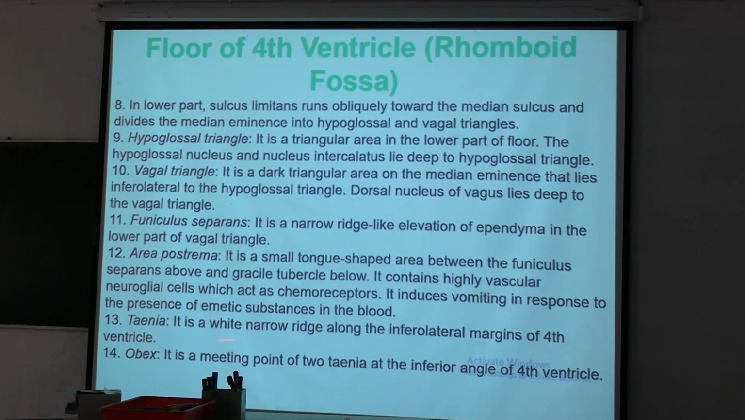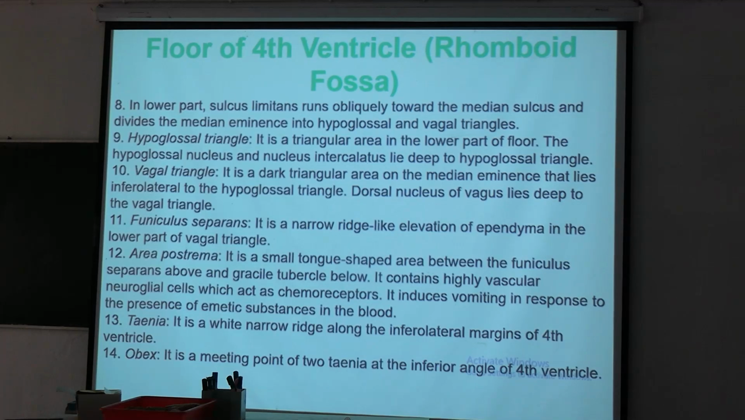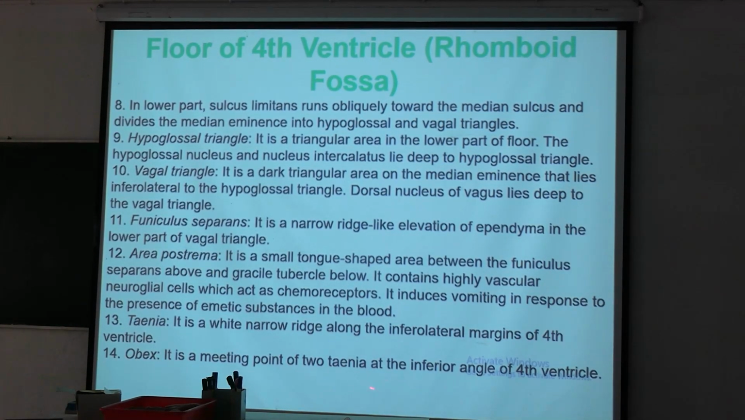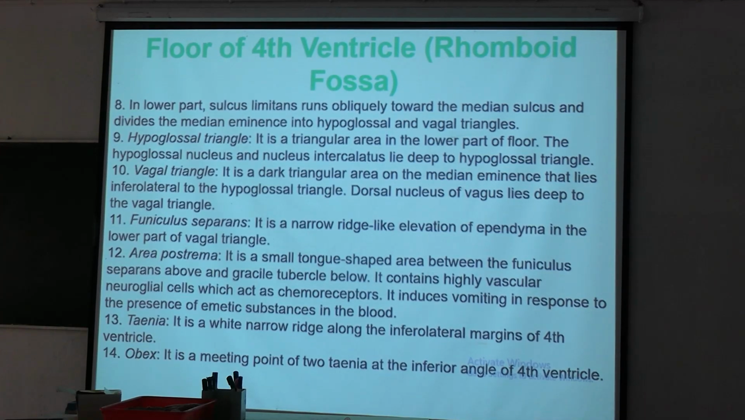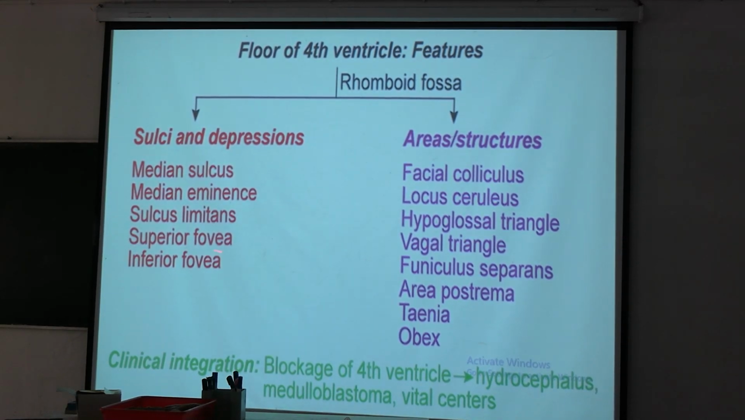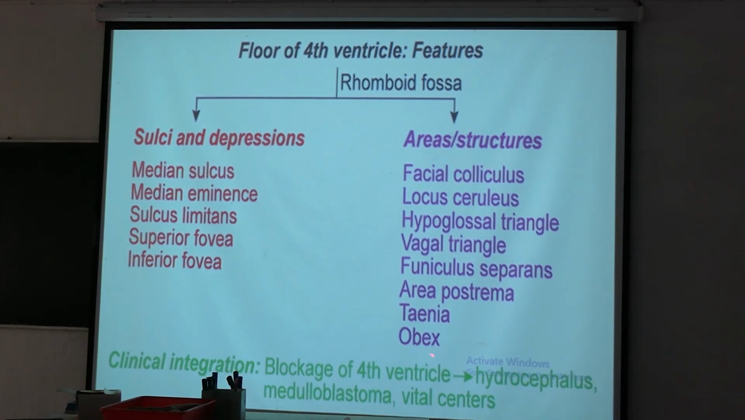Next is tinea. It is a white, narrow ridge along the inferolateral margins of fourth ventricle. You have seen thin white matter. And obex is the meeting point of two tinea at the inferior angle of fourth ventricle. So sulci and depressions are median sulcus, median eminence, sulcus limitans, superior fovea, inferior fovea. And different important areas are facial colliculus, locus ceruleus, hypoglossal triangle, vagal triangle, funiculus separans, area postrema, tinea and obex.